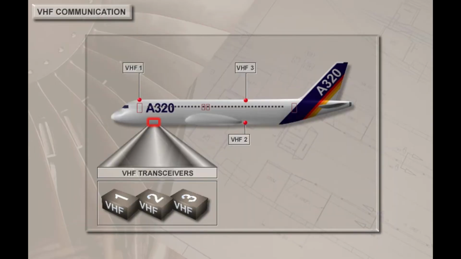The aircraft has 3 identical VHF communication systems. VHF 3 is normally used for ACARS, but it may be used for voice communications as a backup. In the emergency electrical configuration, only VHF number 1 functions. Each system has its own transceiver in the avionics bay and a separate antenna on the fuselage.